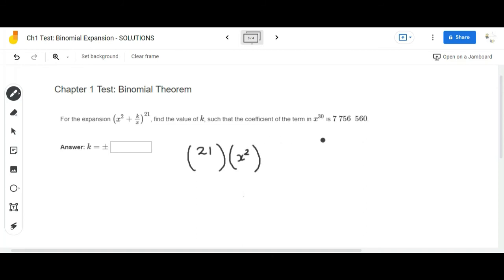Tinker with two powers that add together to give me 21 that reduce down to giving me 30 x's multiplied together in the numerator of this term. So let's see, what do we got in the second one? We got k over x.